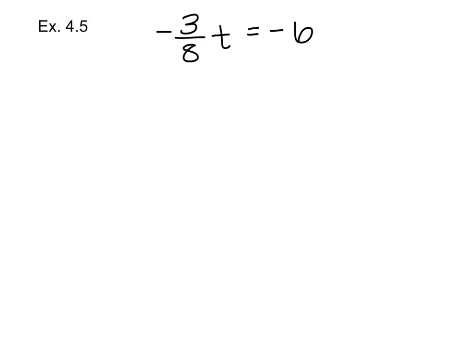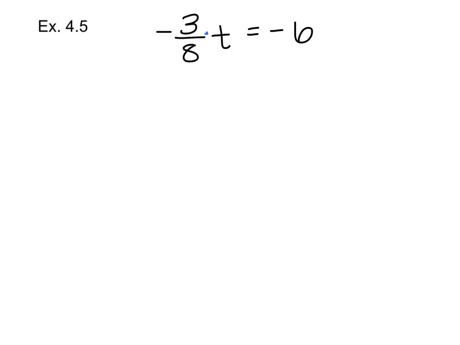I'm going to show you one other variation you might see in this type of problem, and that is with a fraction. So if we have negative 3/8 t is equal to negative 6, we need to get rid of that fraction to get the t by itself. So this example is saying that negative 3/8 is being multiplied by t, again because I don't see any signs in between them. So what I need to do is to divide by negative 3/8.